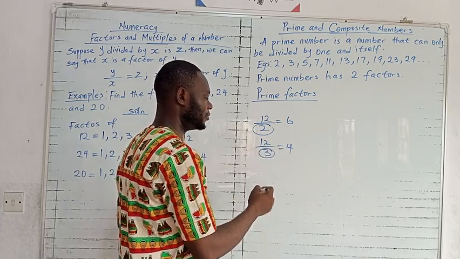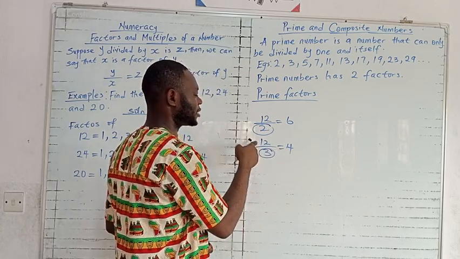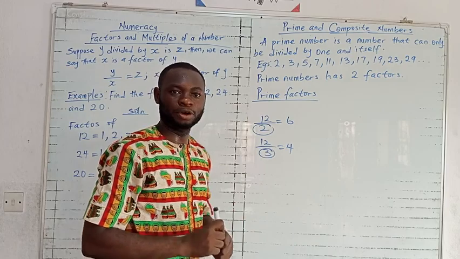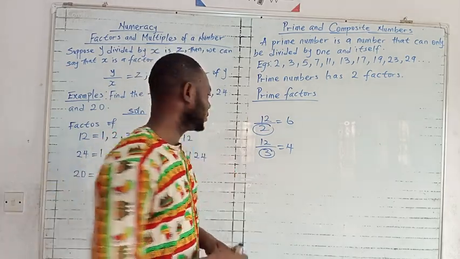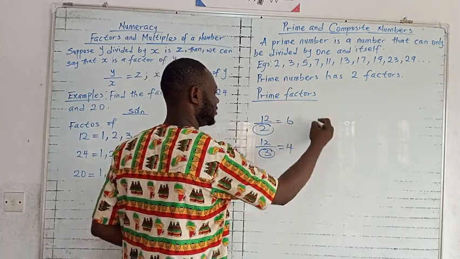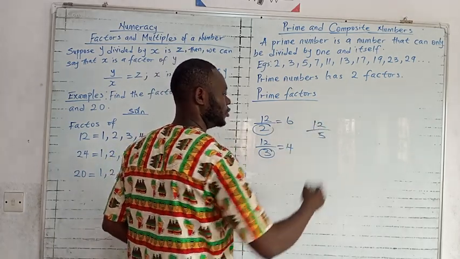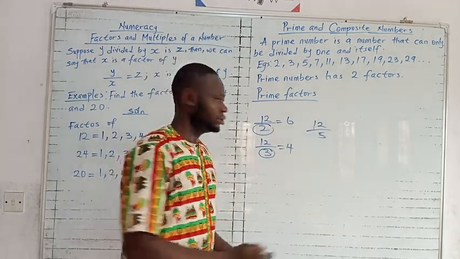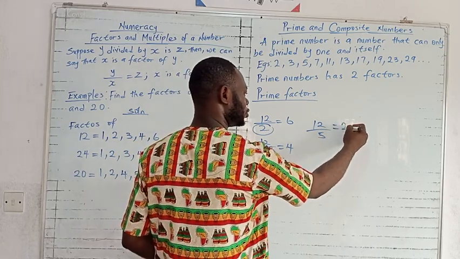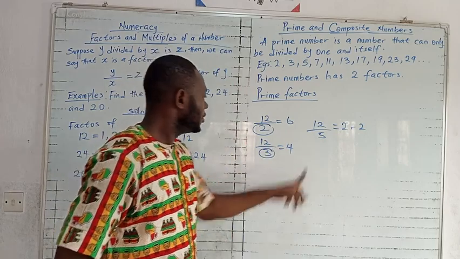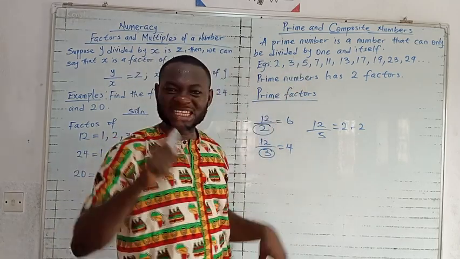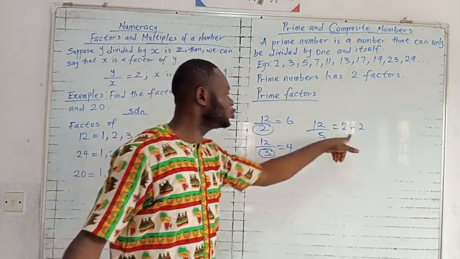3, which is a prime number, is now called a prime factor of 12. Why? Because they can divide 12 without a remainder. But does it mean that 5 can divide 12? 5 divided into 12 is what? 2 remainder 2. Are you seeing it? 5 is a prime number, but it is not a prime factor of 12.